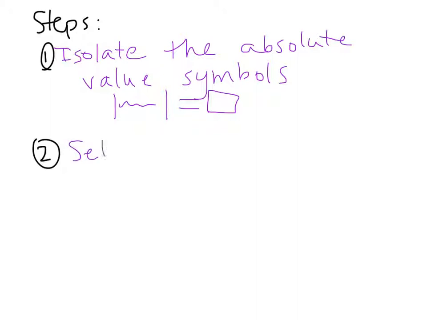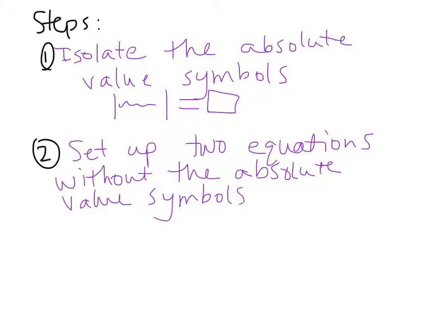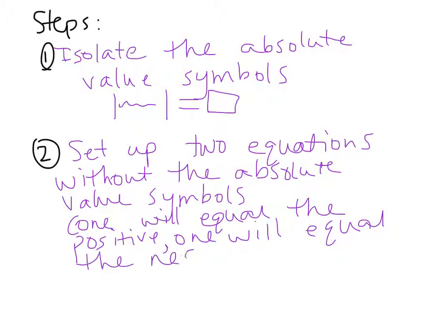Then we are going to set up two equations without the absolute value symbols. One will equal the positive value, and one will equal the negative value. And then we just solve them, just like our normal equations.